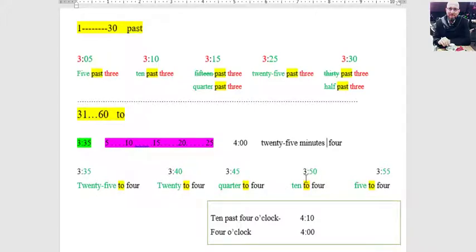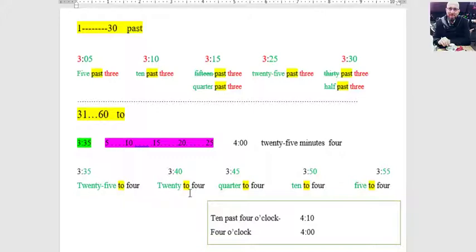And here, how many minutes do I need to go to 4? I need 10. So 10 to 4. Here, we say 5 minutes to go to 4. So 5 to 4. Okay? So again, when you say any minutes after 30, always think how many minutes I need to go to the next hour. So 25 minutes to go to 4.